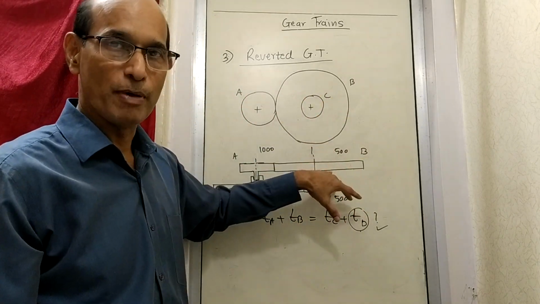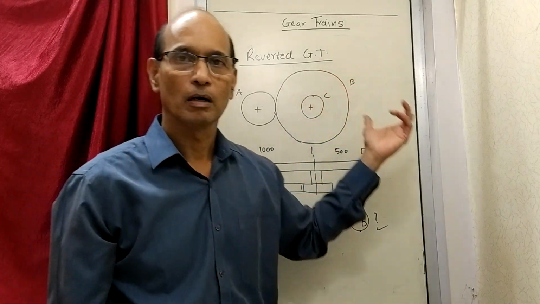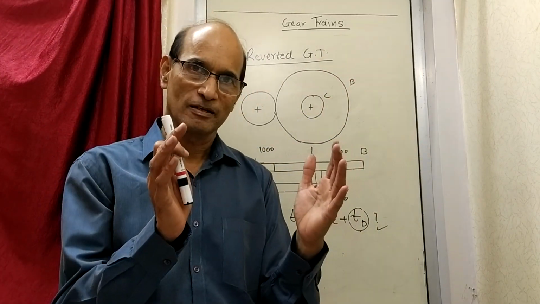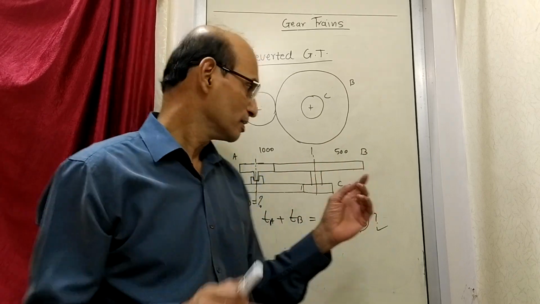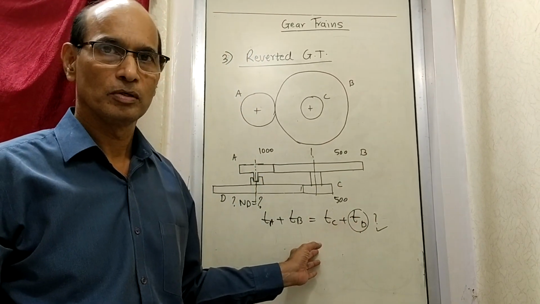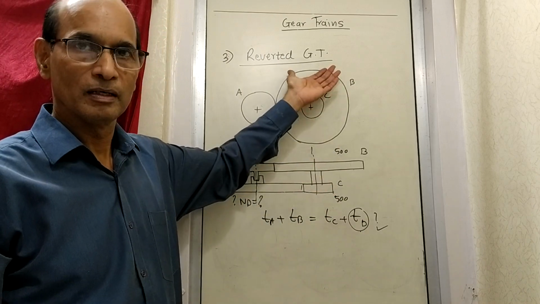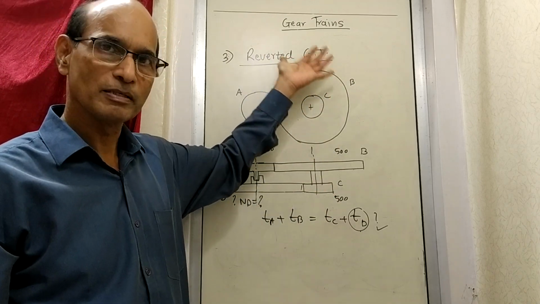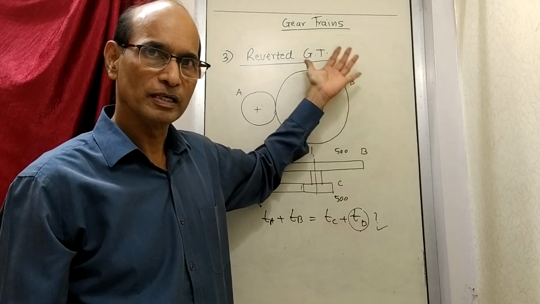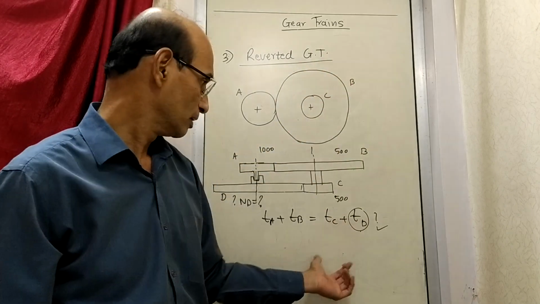It requires less space compared to a compound gear train. So in a smaller space, you can get a similar kind of ratio. This is a compact kind of gear train, a special case of compound gear train. So that is called a reverted gear train.